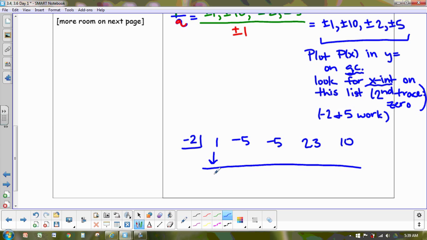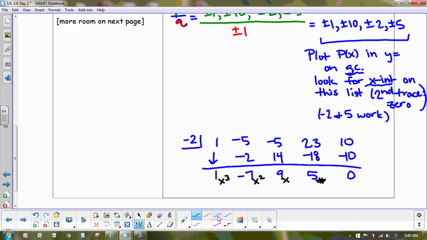Bring down my first number, start multiplying, and then I add with synthetic division, so I end up with -7. Multiply and get 14, add, get 9. Multiply, get -18, add, and get 5. Multiply, get -10, add, and get 0. Then we talked last time that this always bumps down a step in degree from your original, so this will be x to the third, x squared, x, and then this is your number.